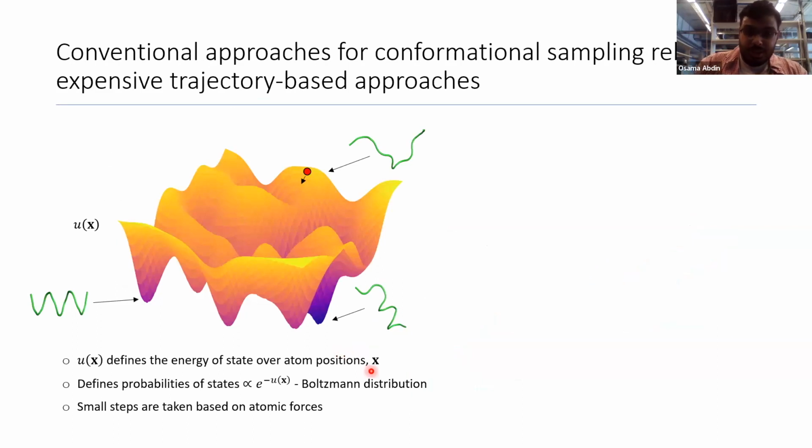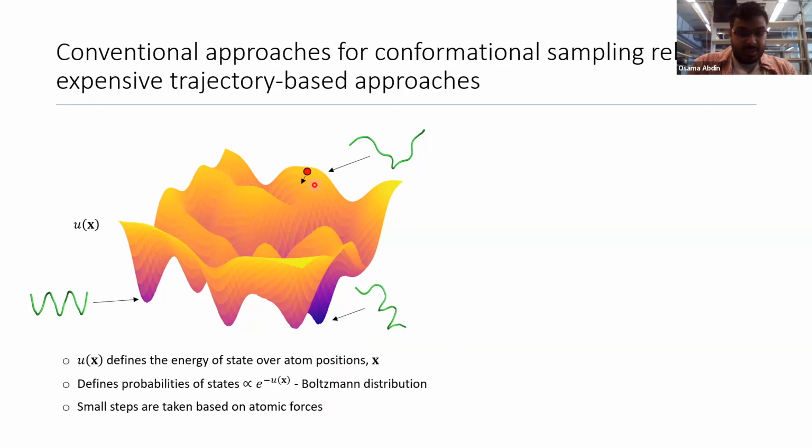Conventional approaches for conformational sampling that are rooted in statistical mechanics are typically trajectory-based. These approaches rely on the definition of physics-based functions over the atomic coordinates of a particular molecular system. And given the energy of a particular molecular system, you can then, up to a normalization constant, compute the probability of that particular state at equilibrium based on the Boltzmann distribution. To actually sample from these distributions, these conventional trajectory-based approaches would start from some region in the energy landscape and take small steps based on atomic forces.